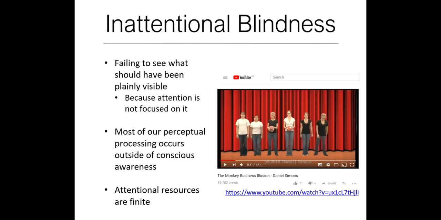Now, one example that we have already seen that is similar to inattentional blindness is what we saw with the banner blindness test we did in an earlier lecture. And I'm not going to play this particular YouTube video. You're probably already fairly familiar with it. Basically, this emphasizes the fact that people often fail to see what ought to have been plainly visible because their attention is not focused on it.